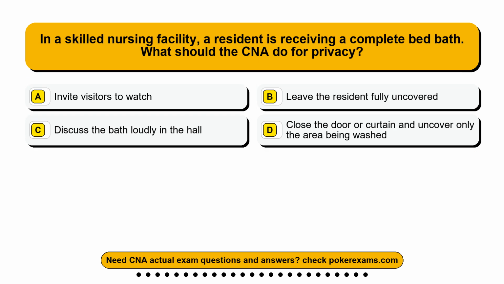Question 18. In a skilled nursing facility, a resident is receiving a complete bed bath. What should the CNA do for privacy? Option A. Invite visitors to watch. Option B. Leave the resident fully uncovered. Option C. Discuss the bath loudly in the hall. Option D. Close the door or curtain and uncover only the area being washed.